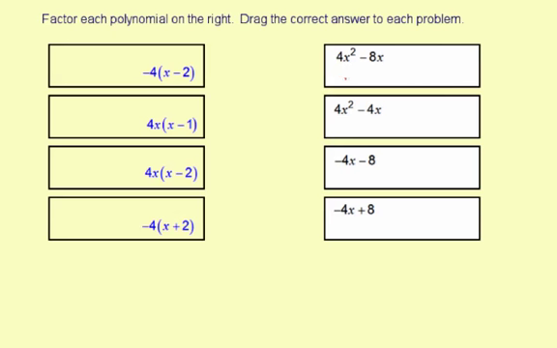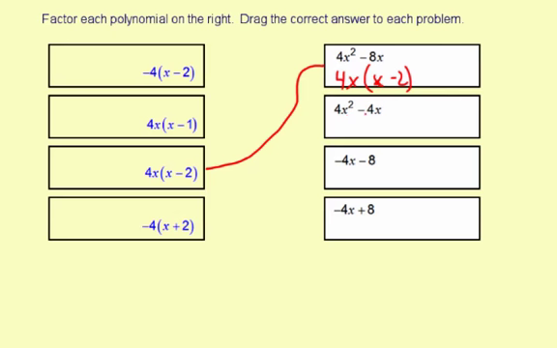So I can take out a 4 and an x. So I'm going to write it like this, 4x. And then what's left over? Well, 4x times what makes 4x squared? Well, that's an x. And then 4x times what makes negative 8x? That's a negative 2. So I have 4x times the quantity x minus 2. And you can just quickly mentally multiply. 4x times x is 4x squared. 4x times negative 2 is negative 8x. So you know this is the correct factor, and it matches up here.